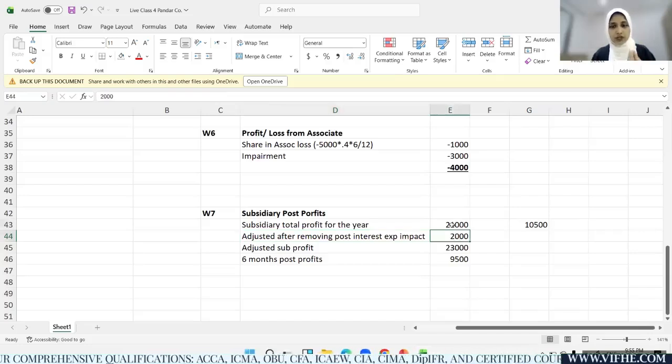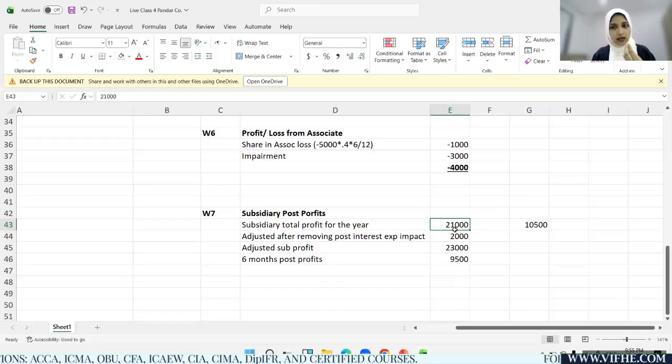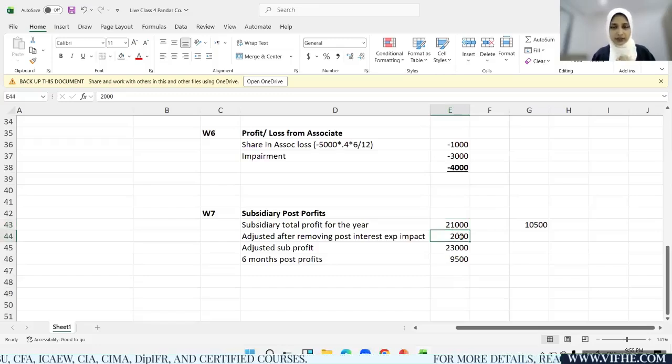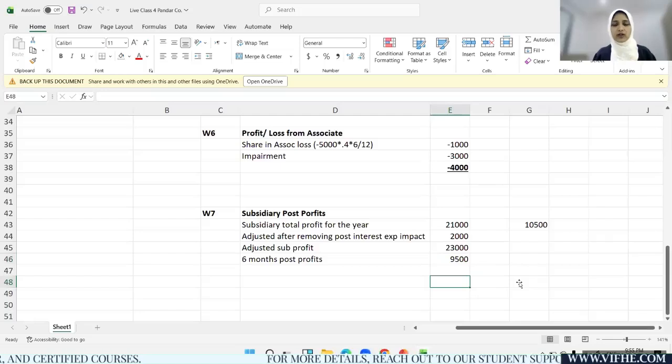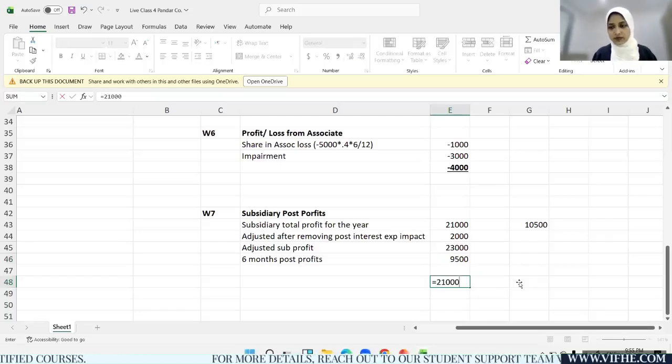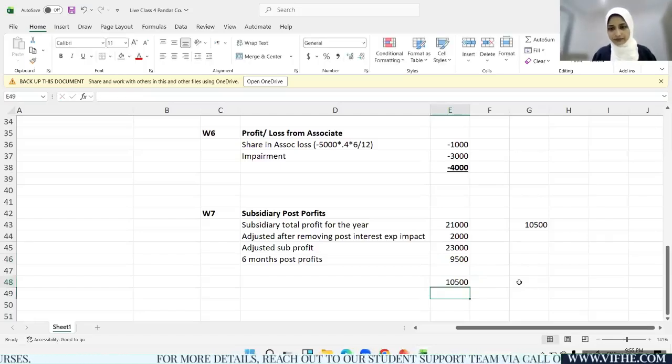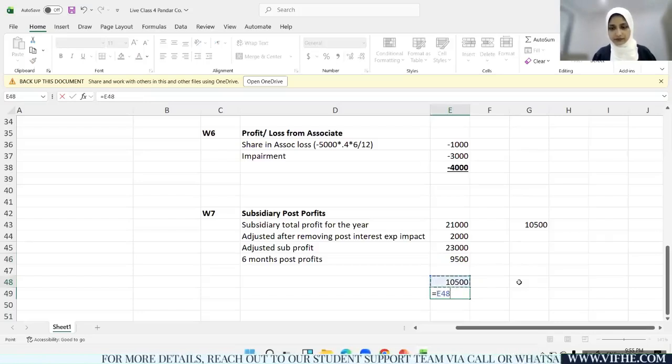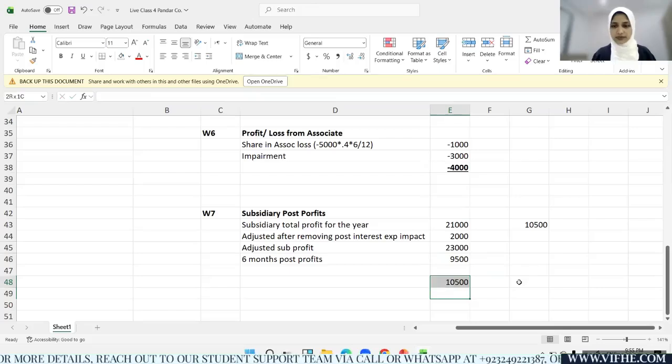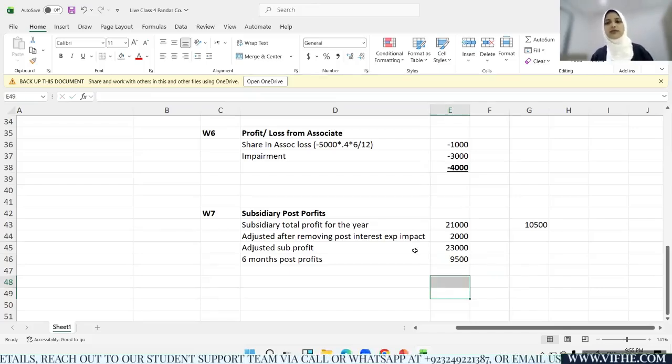So if I do 21 million into 6 by 12, then this 2000 will not get catered for. That's why I add the 2000 back. I have 23,000. Then I do a 6 months profit of that. Or let me do this the other way also, 6 by 12. No, this is the only right way. The other way is not the right way.